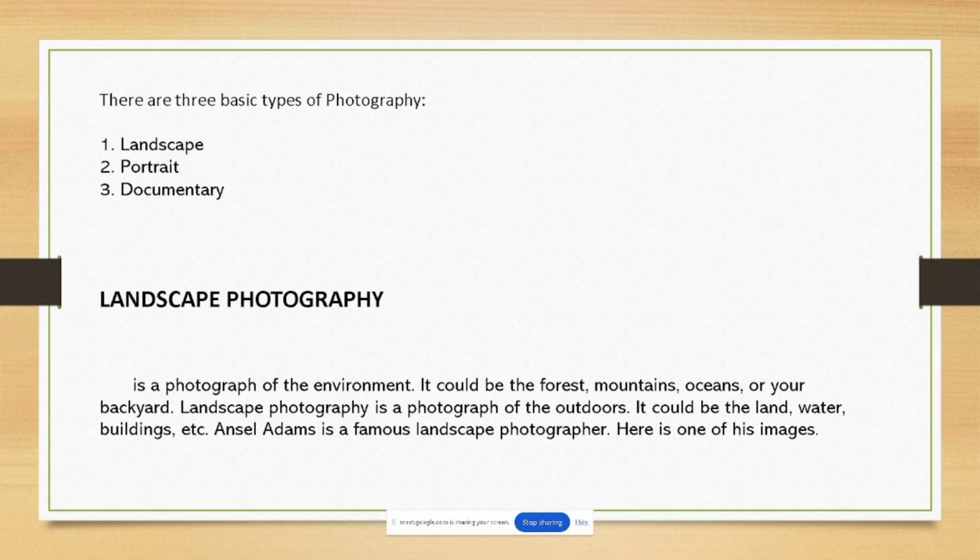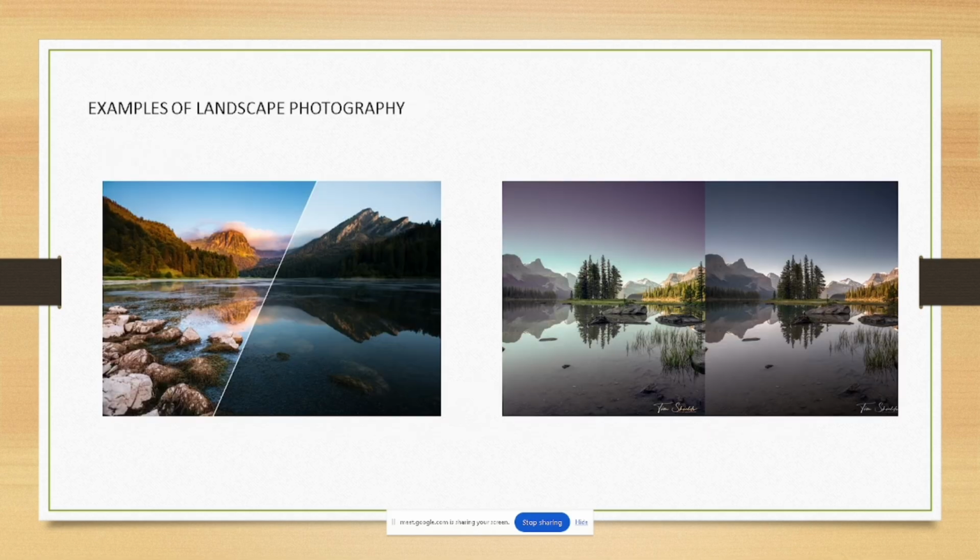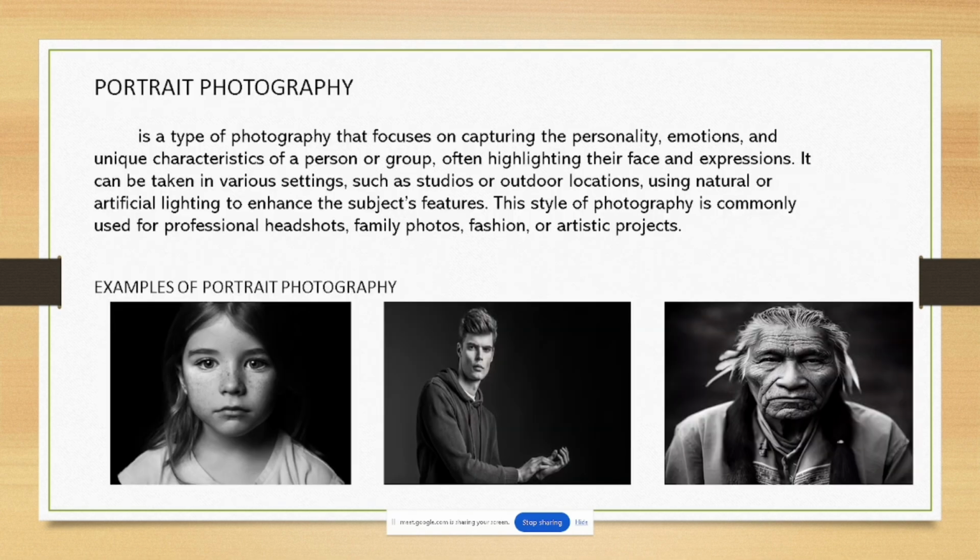Landscape photography is a photograph of the environment. It could be the forest, mountains, oceans, or your backyard. Landscape photography is a photograph of the outdoors. It could be the land, water, buildings, etc. Ansel Adams is a famous landscape photographer. Here is one of his images.